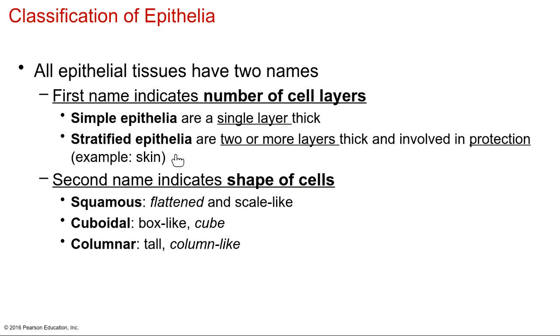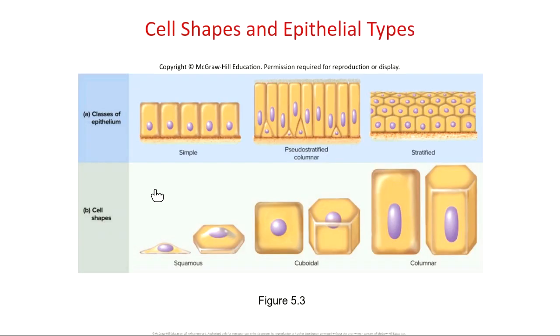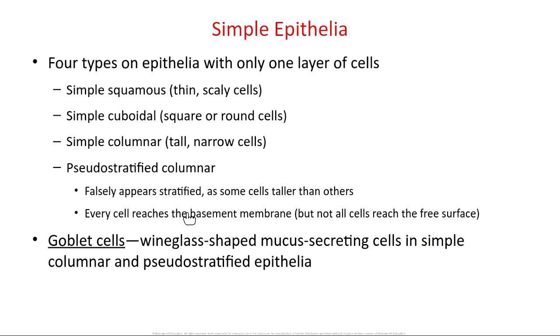All right, so again, cell shape, number of cell layers. Here's a picture. We've got simple epithelial, we've got stratified epithelial, you've also got pseudostratified epithelial. Cell shapes: squamous, cuboidal, columnar. Again, I'm not going to dwell on that because you hopefully have already studied that. Okay, again, this is just sort of breaking these types of epithelia down for you.